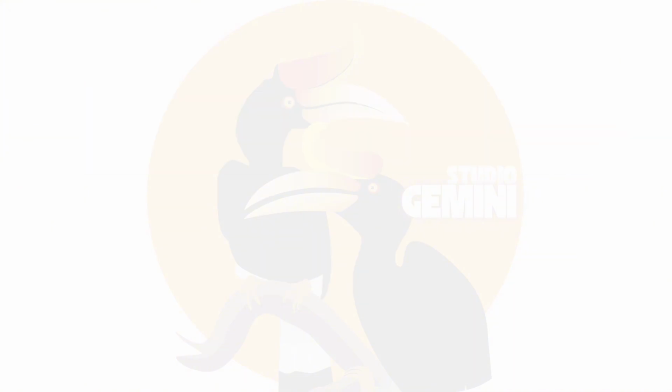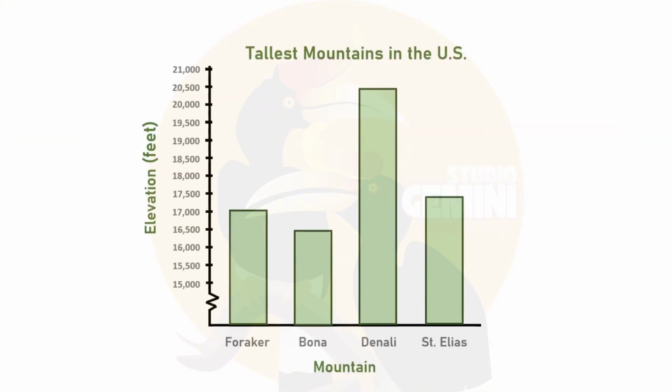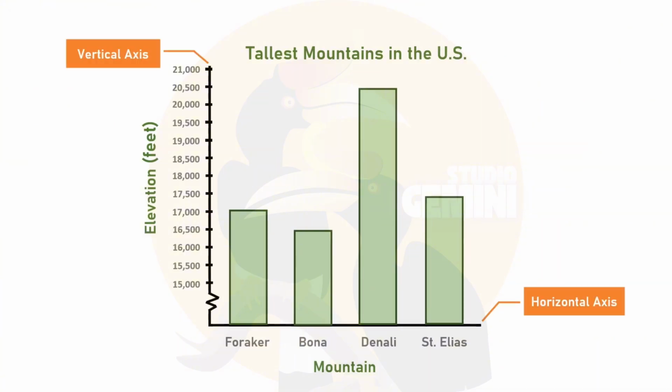For our first example, let's take a look at a bar graph that shows the approximate heights of some of the tallest mountains in the United States. What are some things that we notice about the bar graph? Well, there are two axes in our graph, the horizontal axis and the vertical axis. The horizontal axis, which sits at the bottom of our graph, tells us what our data represents. In our case, the data represents the different mountains in the United States.